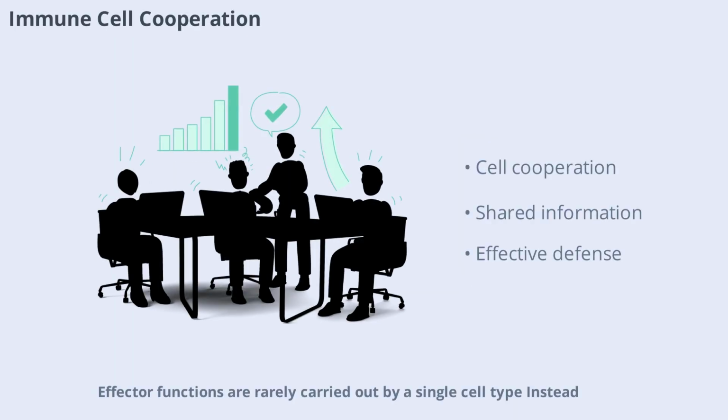Effector functions are rarely carried out by a single cell type. Instead, immune cells cooperate, sharing information and supporting each other. This teamwork ensures a coordinated and effective defense against a wide range of threats.